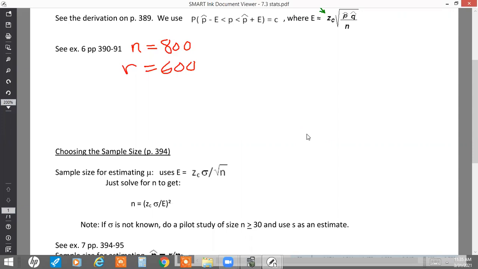So 800 of the students were given shots. All 800 of them were exposed to the flu. Out of those 800, 600 did not get the flu. So the shots were successful for 600. So that's R, your number of successes. Okay. And then they want you to calculate a 99% confidence interval for P, the true population proportion of successes. So we have to find the error, and then we're just going to do P hat minus the error and P hat plus the error, right?